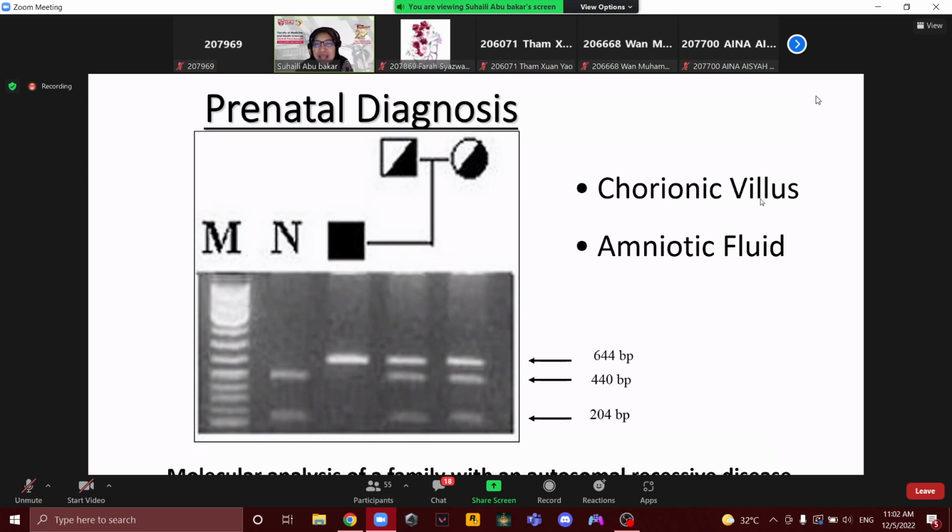Okay, so you can get a sample from chorionic villus or amniotic fluid to investigate. For example, Down syndrome: check for the presence of the chromosome 21 gene, for example. Kan? Down syndrome, no need to do molecular, we can use chromosome study because it's a trisomy 21.